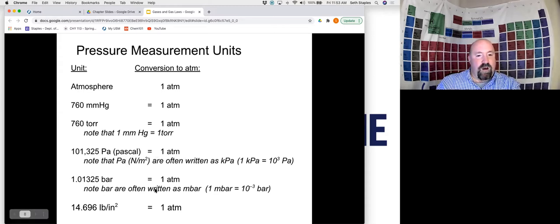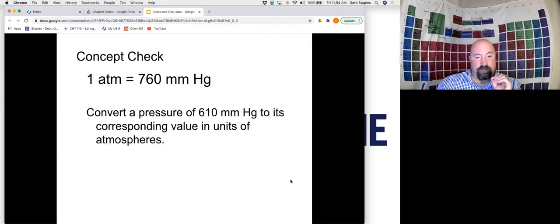Sometimes we think in terms of bars or millibars. We won't use that one that often here, but here's our conversion for that. And then finally, the pounds per square inch, the PSI that we talked about, about 14.7 PSI are equal to 1 ATM. We're going to need to do conversions like this quite often. Especially maybe millimeters mercury to ATM. That might be one that we use fairly often.